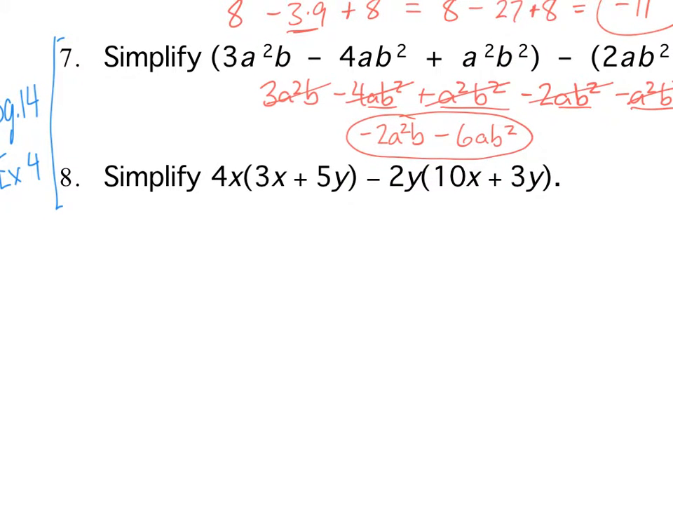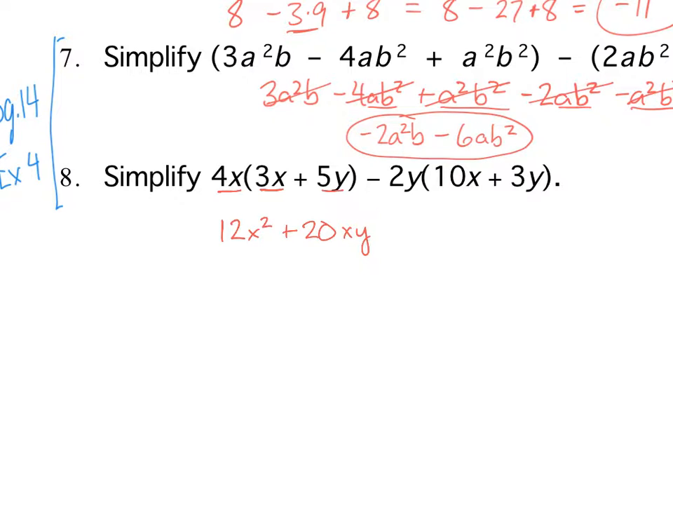Number 8 has an extra step before we can combine like terms. Since they have some sort of term outside the parentheses, we have to distribute first to get rid of the parentheses. So 4x times 3x makes a 12x squared. Don't forget to multiply the letters. X times x is x squared. 4x times 5y is 20xy. Two different letters. You don't change the exponents, they just both show up.